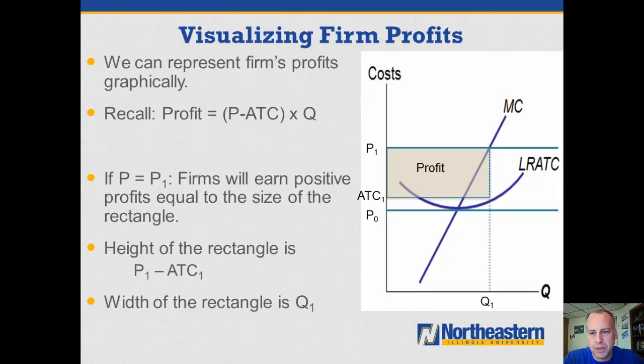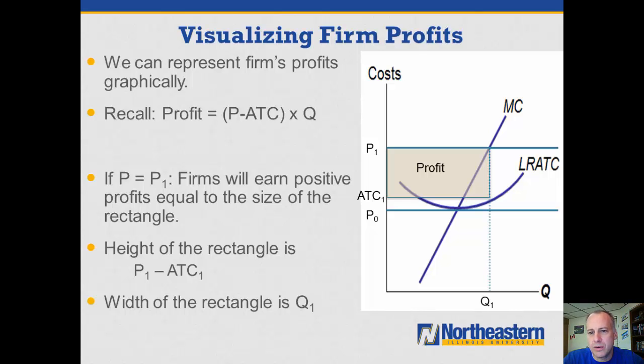It's useful to be able to think about the profit of these firms graphically, and we can represent profits graphically when we recall that we can measure profits by looking at price minus average total cost times the quantity produced, and examine this box on our graph. So at a price equal to P1, the firm will find where marginal revenue equals marginal cost and produce quantity equal to Q1.